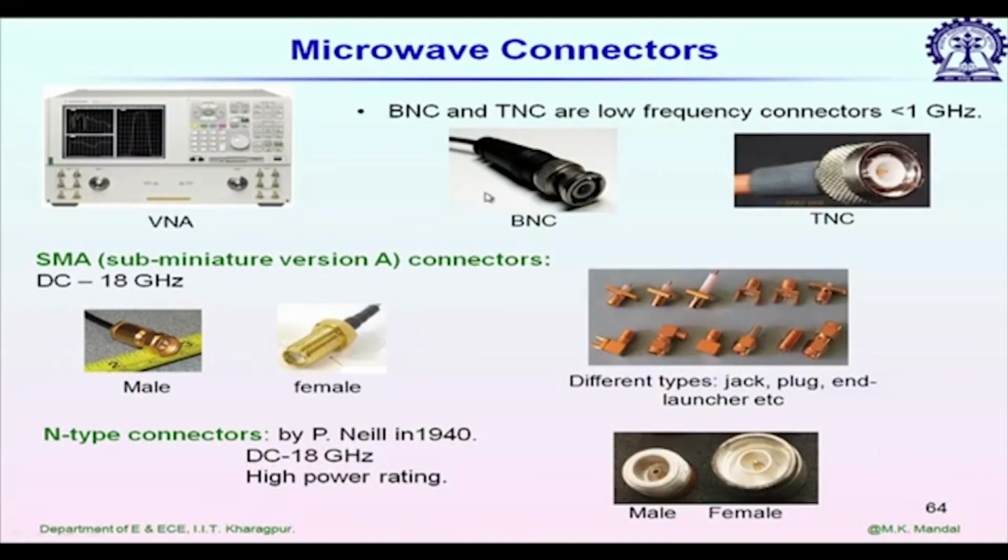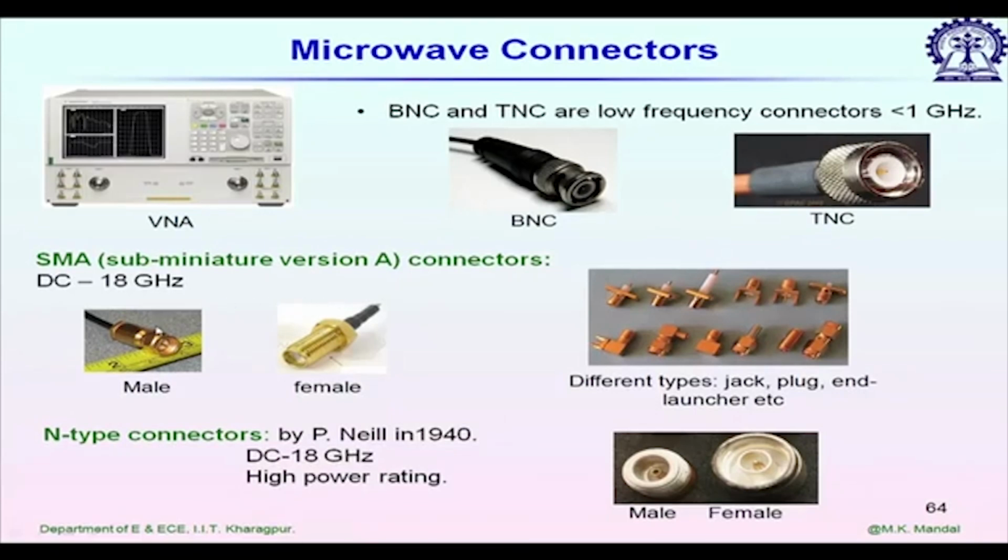Now, we see we have different types of adapters available. The first example is called BNC connector, and this is the threaded version of BNC, we call it TNC. They are typically used below 1 gigahertz. So, we usually use this type of connectors for low frequency operation or for biasing active devices, or biasing the low noise amplifier or power amplifier at millimeter wave frequencies.